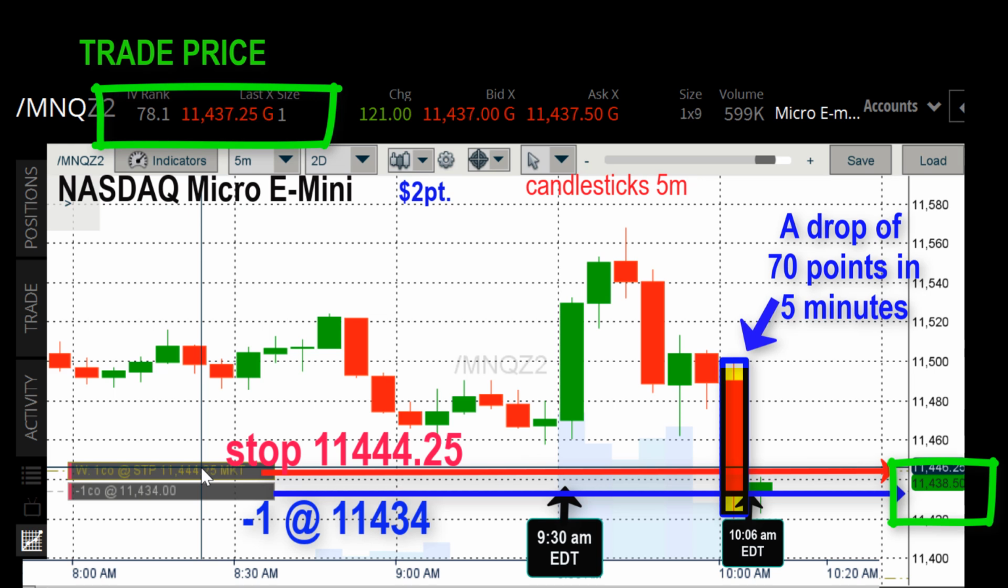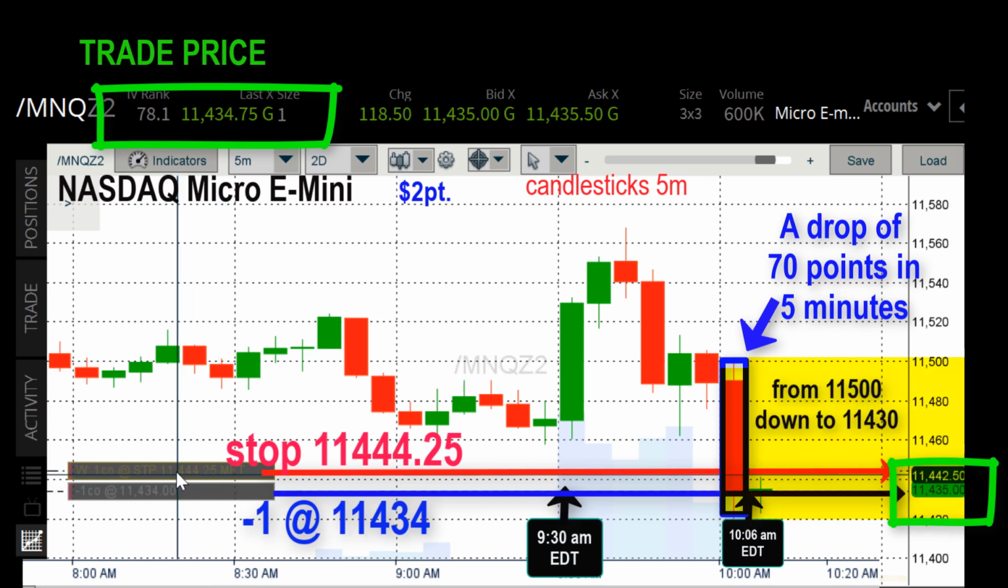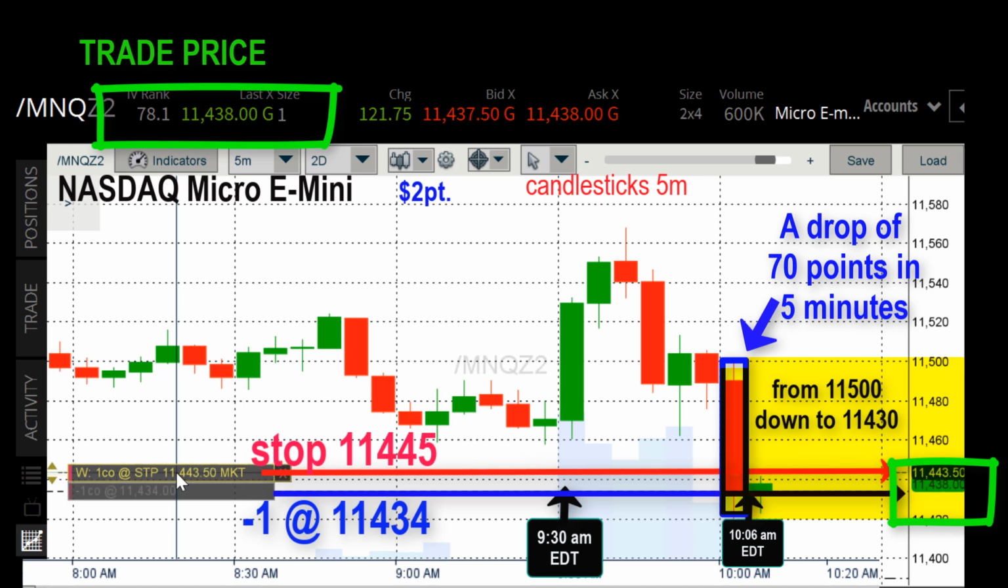Look at that last red candlestick from 10 to 10:05. The market fell about 70 points in that 5-minute period. It moved $140 in that 5 minutes. So risking $22 on this trade, when you look at it that way, doesn't seem like too much to risk.